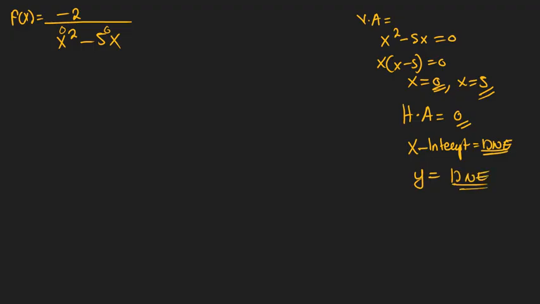So get your vertical asymptote. Even this side. Here you are getting a point: a number above 0, a number below 0, a number above 5, a number below 5. Make coordinates.